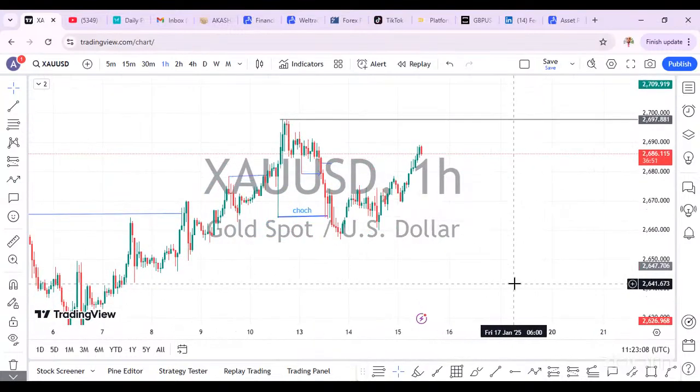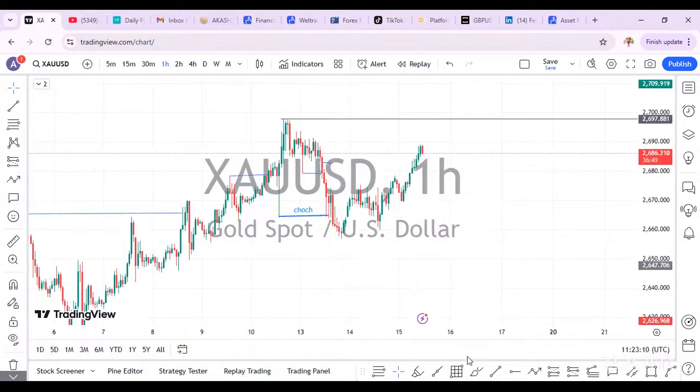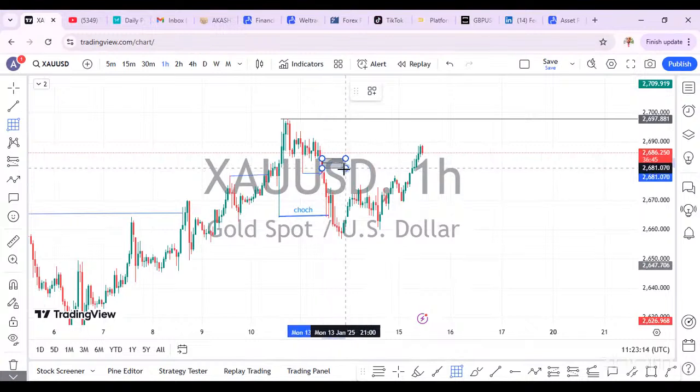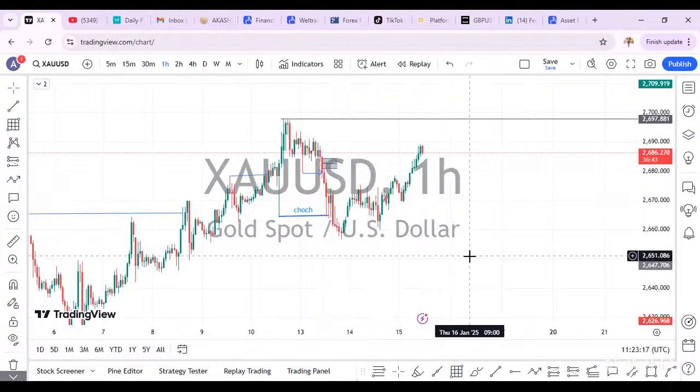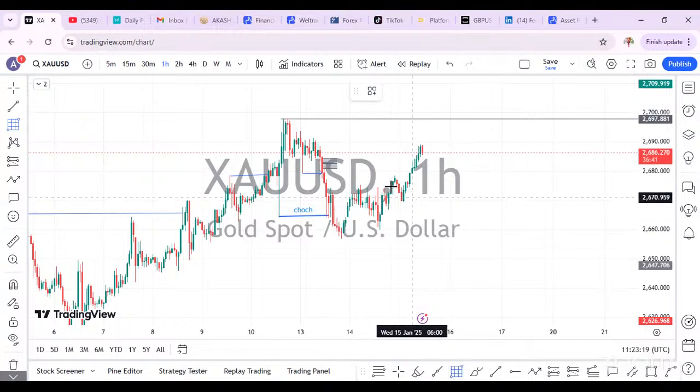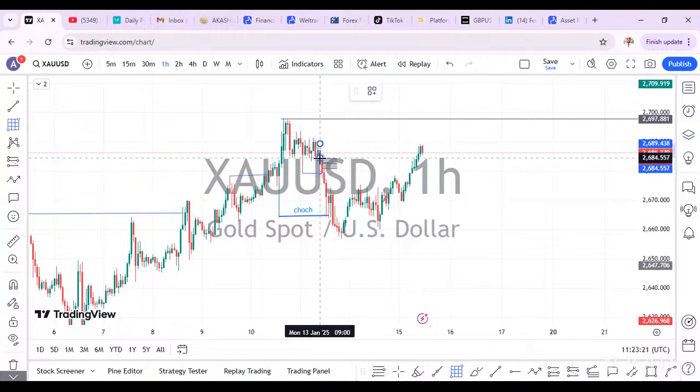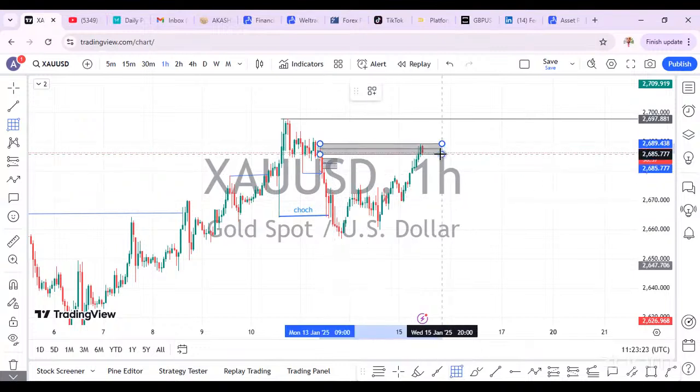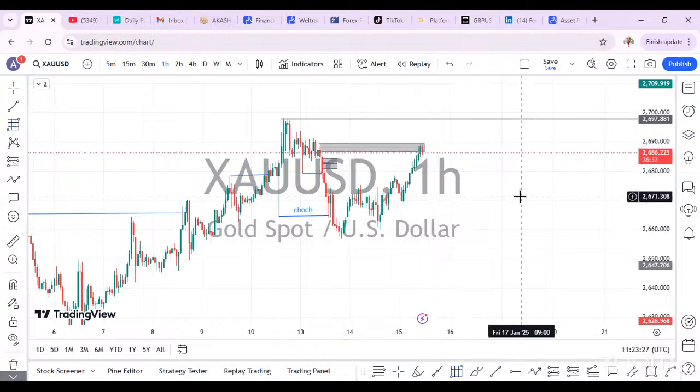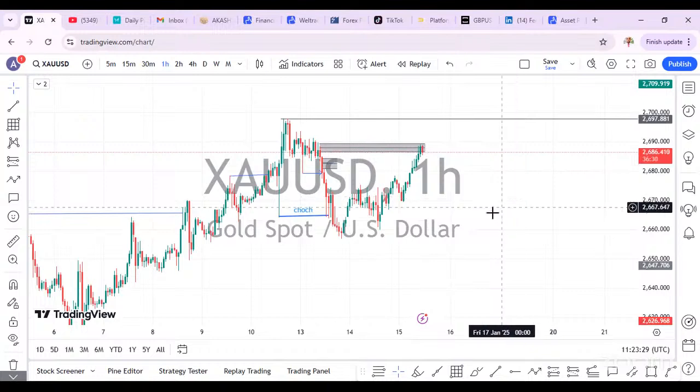Now, we have this fair value gap. This tiny fair value gap here. So the origin that caused the fair value gap, I will use this candle. So currently, you can see price is reacting to that place. So price is reacting.